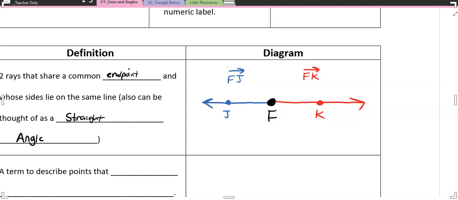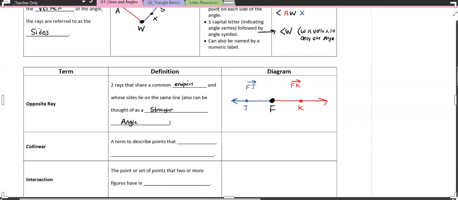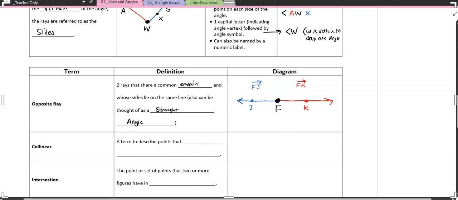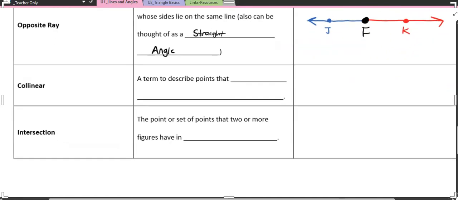These would be considered opposite rays. They have to be going opposite directions from each other. Notice though, it just creates a straight line, and again, a straight line measures 180 degrees.